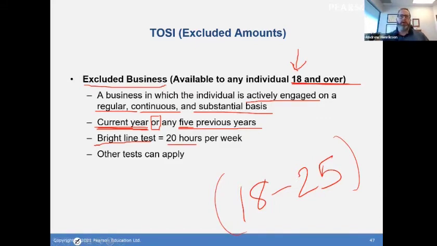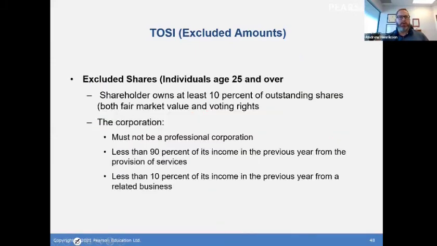Now, the second one is going to be excluded shares. So this is our second option. When we're looking at this for clients, we're trying to figure out, can we exclude them based on their participation in the business? Maybe we can exclude them based on the shares. Now, exclusion based on the shares is only available for people age 25 and over. So they got this magical 25. So the shareholder owns at least 10% of the shares. This has to be both as a percentage of market value and voting rights.